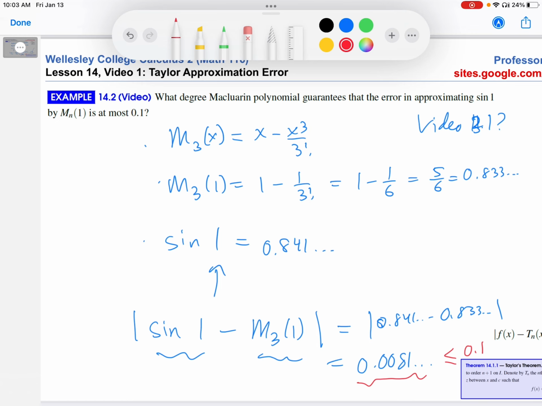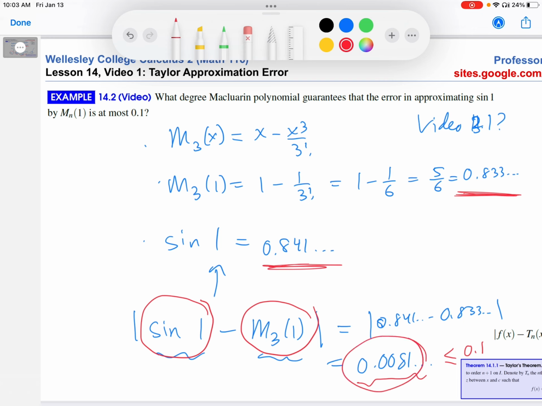We've shown that you can approximate sine of 1, which is this number, with the third degree Maclaurin polynomial of sine of x, evaluated at x equals 1, which is this number. And that approximation is pretty accurate, right? It's off by this much. It's accurate to 2 decimal places. It starts differing in the 3rd decimal place.